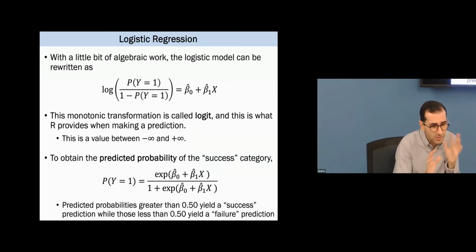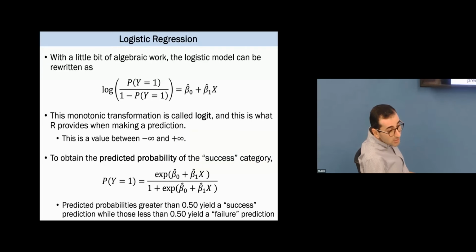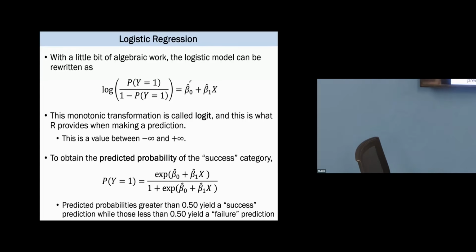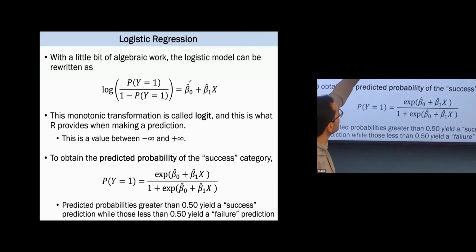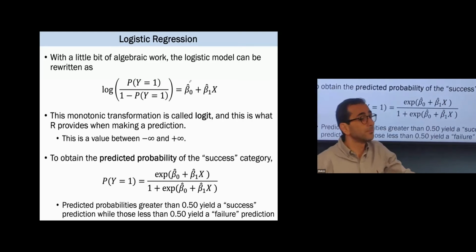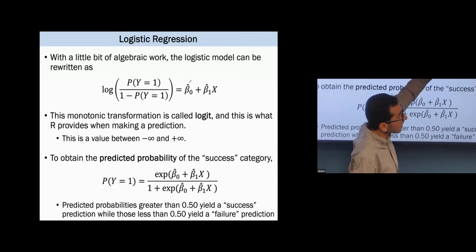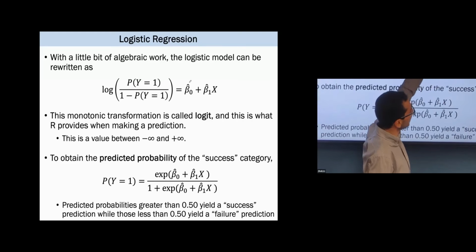Now, if you do a little bit of algebraic work, then you're going to see that the logistic model can be rewritten as follows. I'm going to have the log of the probability of y equals 1 divided by 1 minus the probability of y equals 1, equal to that linear relationship with our predictor. Now, this monotonic transformation has a name. We're going to call it logit. And this is what R is giving you anytime you try to get predictions. Usually, R is giving you the logit transformation, so the value for that linear combination of the predictor.